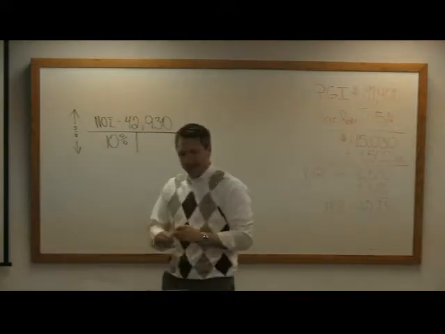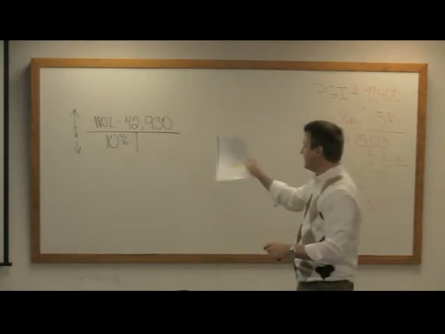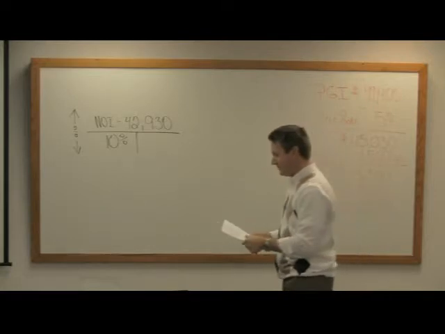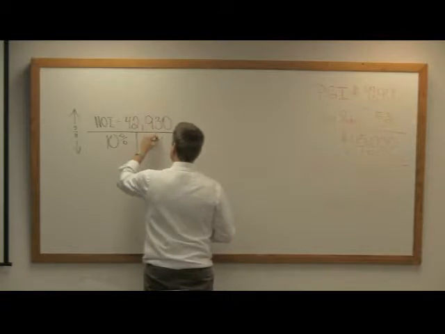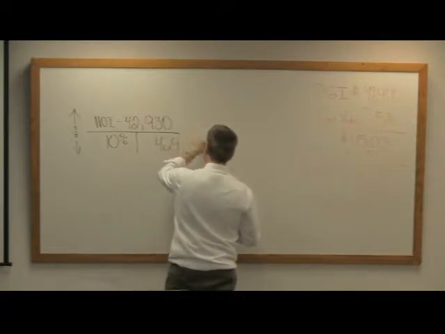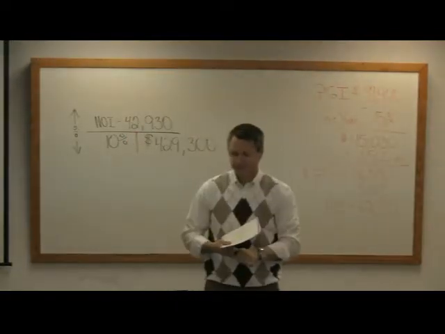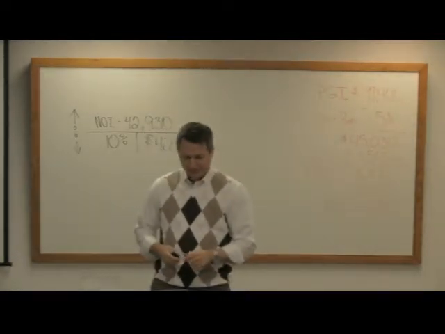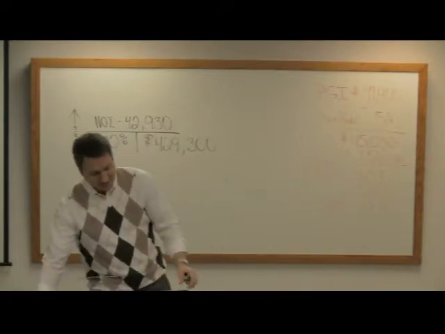We're going to divide, right? Going up and down using that formula. So we take the $42,930, hit the divide button on the calculator, put in 10%, and we get $429,300. So that's the answer to this first one. Slide number 2 is going to talk about capital gains.